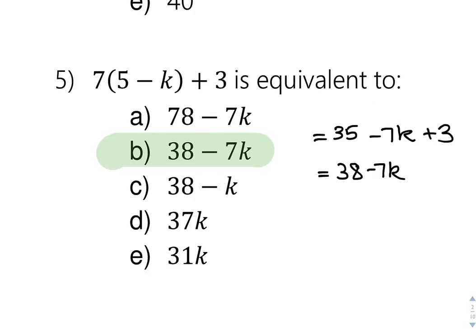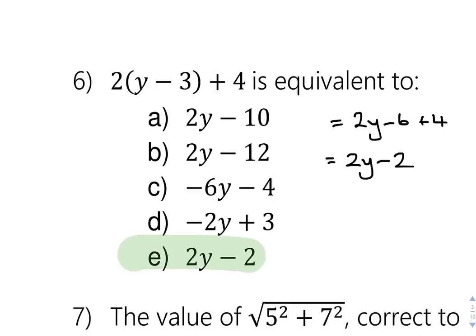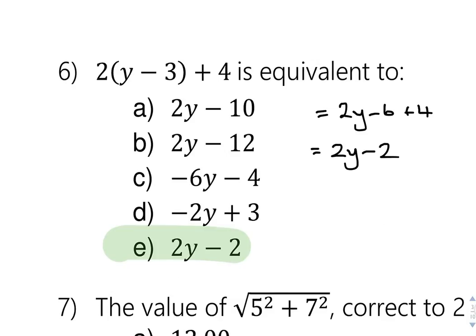So 7, bracket, 5 minus k, plus 3 is equivalent to. You could use your CAS calculator to do this and expand it, or 7 times 5 is 35 and 7 times negative k is negative 7k. So 35 minus 7k plus 3, simplify it and you get B. Number 6, 2 bracket y minus 3 plus 4 is equivalent to: expand the bracket, so 2 times y and 2 times negative 3 to give 2y minus 6 plus 4. Simplify minus 6 plus 4 and you get negative 2, so E.